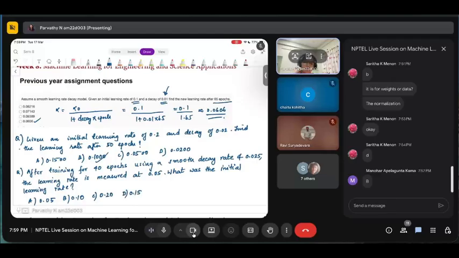So here, after training for 40 epochs using a smooth decay rate of 0.025, the learning rate is measured at 0.05. What was the initial learning rate? The options are 0.05, 0.10, 0.20, 0.15.